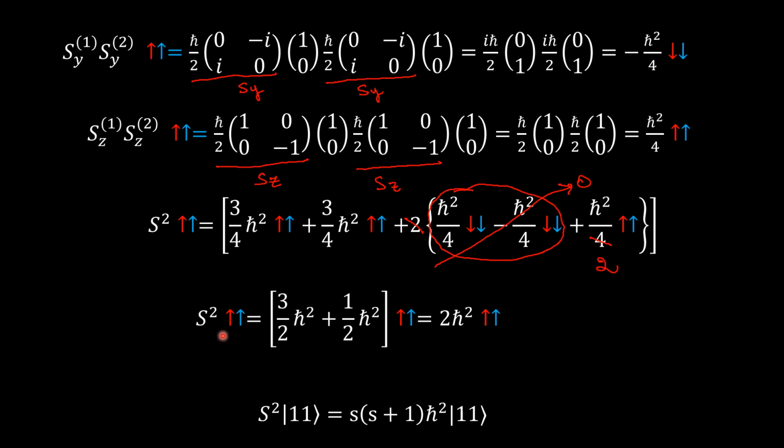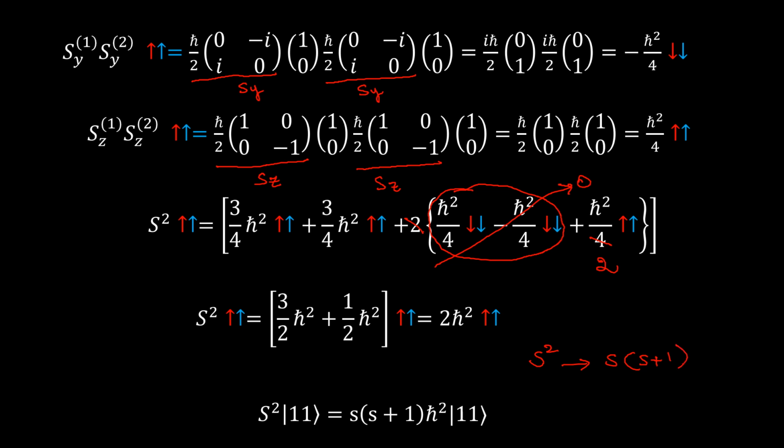You will get, when S² acts on the spin up and spin up state, the eigenvalue 2ħ², spin up state. So the same thing, you can use Lie algebra. When S² acts on the ket vector, then the eigenvalue is S into (S plus 1).